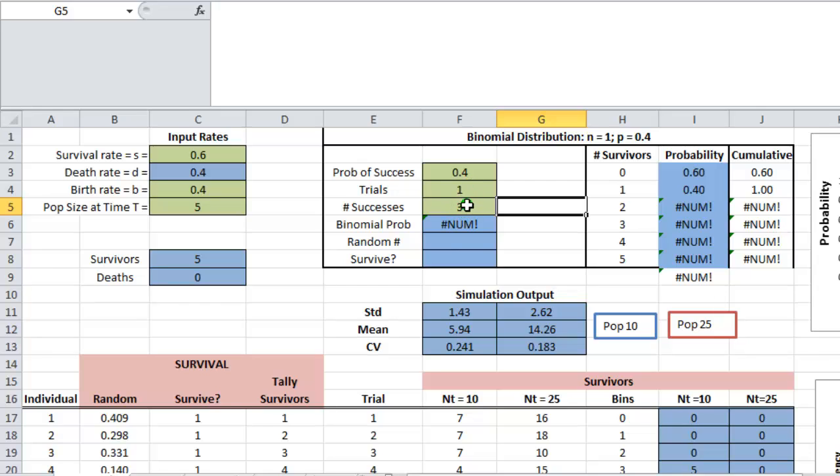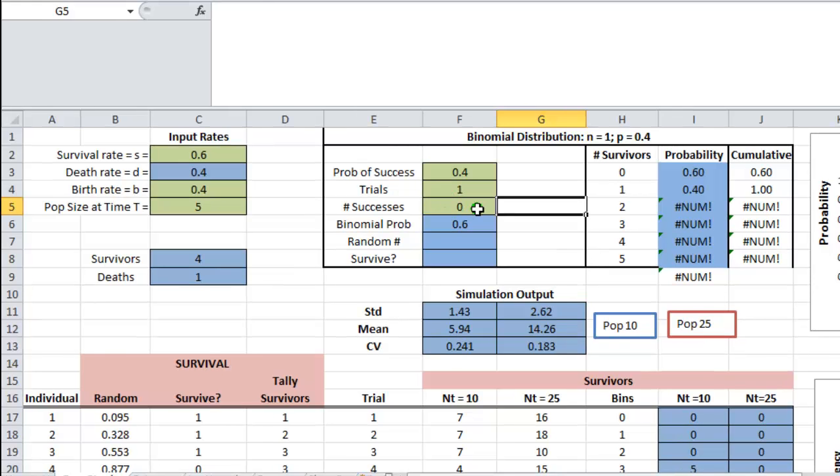So the number of successes must be 0 or 1. We can't have more observed successes than there are trials. And so now we're asking, what is the probability of observing 0 survivors when the probability of success is 0.4? And the answer is a 60% chance.